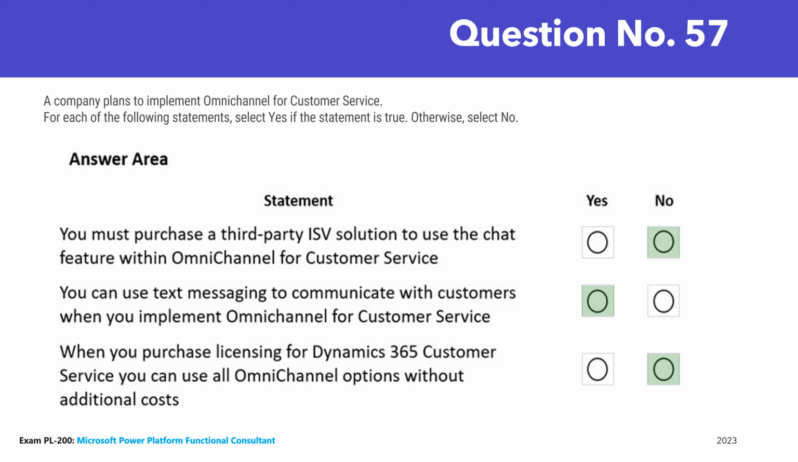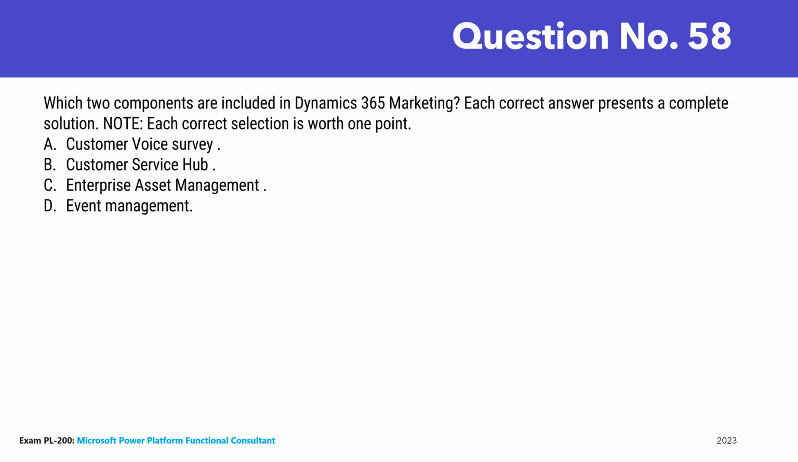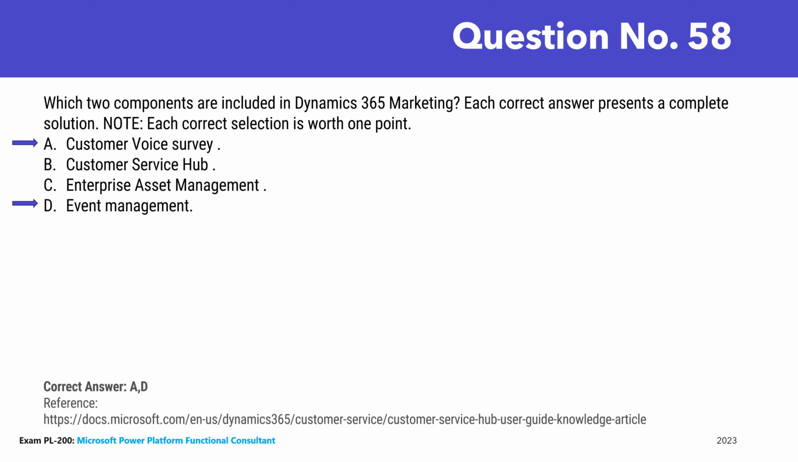Which two components are included in Dynamics 365 marketing? Each correct answer presents a complete solution. Note, each correct selection is worth 1 point. A. Customer voice survey. B. Customer service hub. C. Enterprise asset management. D. Event management. Correct answer A, D.